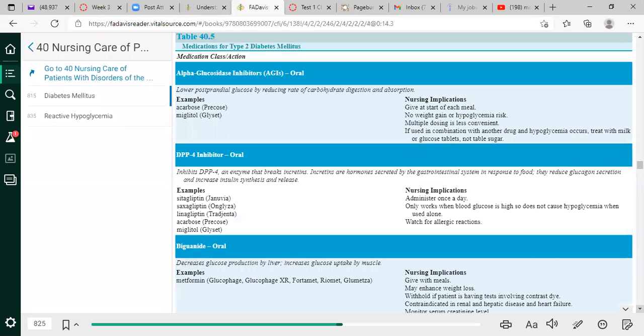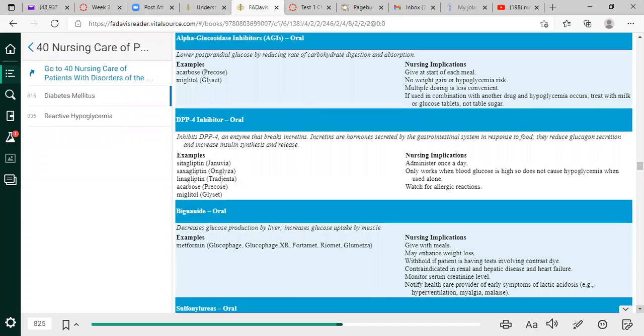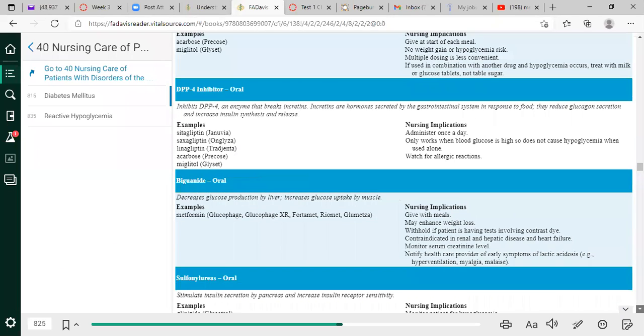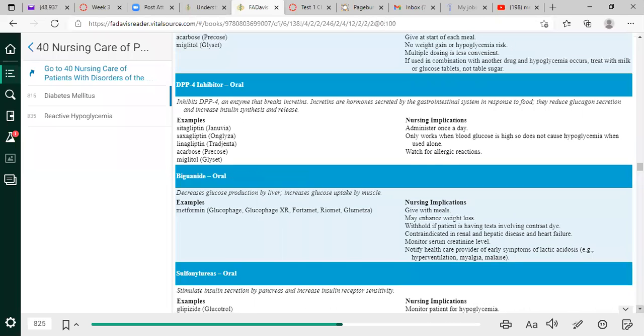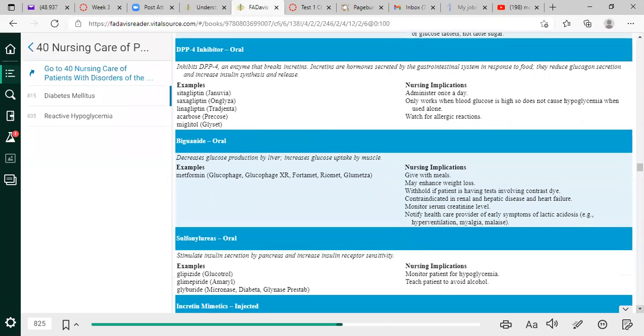And it's just the medications for type 2 diabetes listed under this table. The metformin is a common one, a common medication given to diabetics and pre-diabetic patients. And it actually says may enhance weight loss. I had patients who quit taking metformin because it was giving them diarrhea.